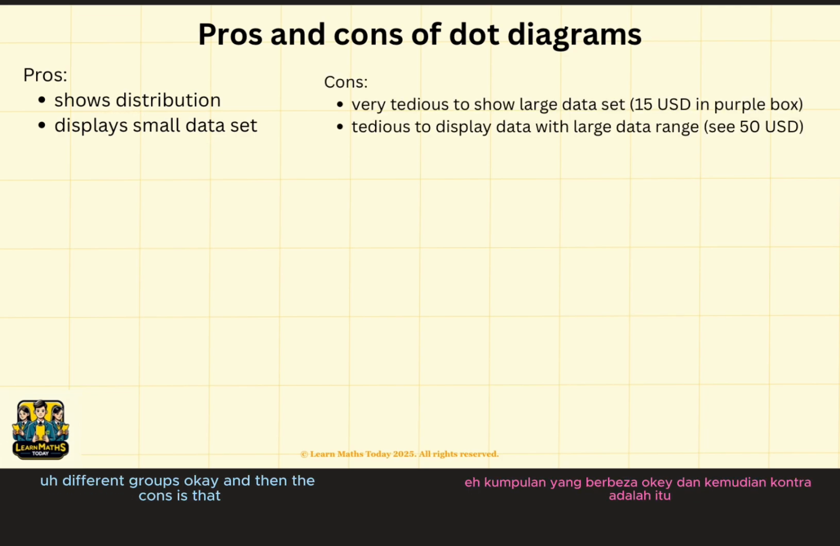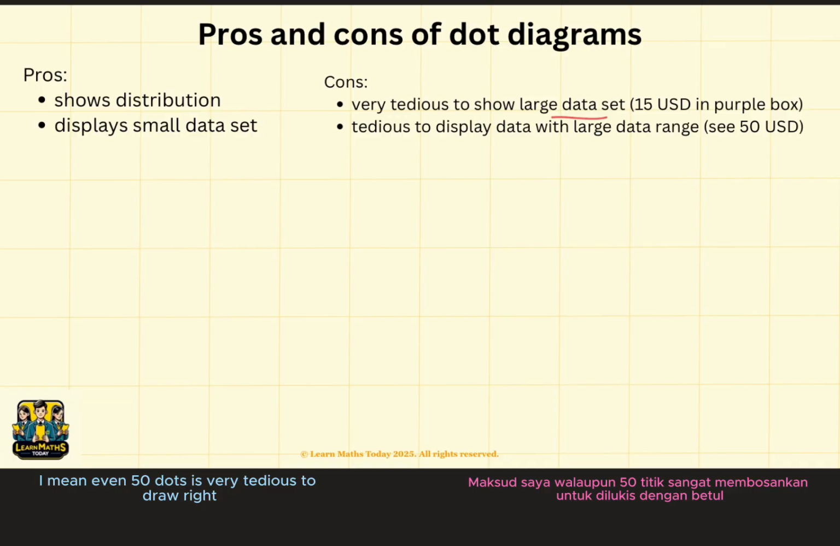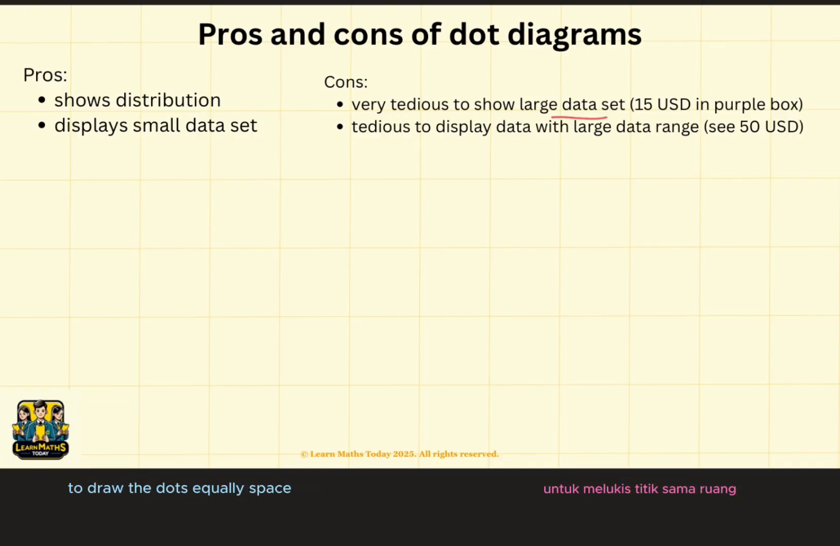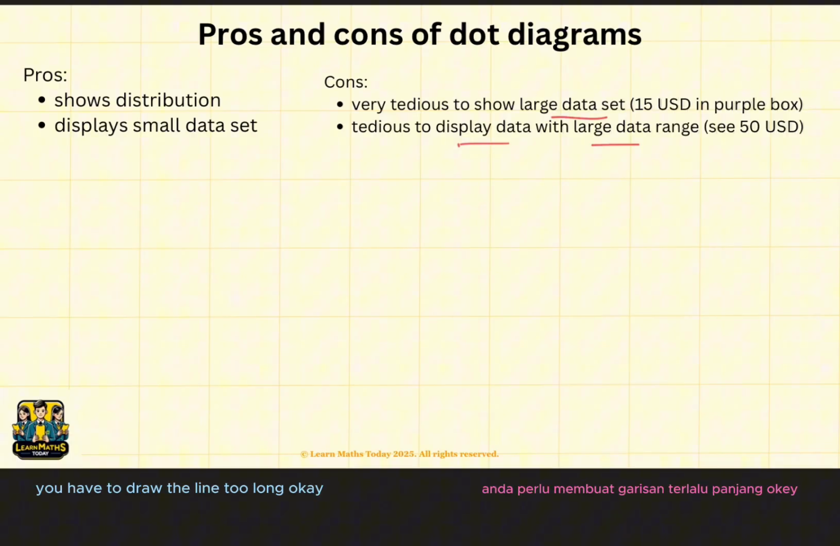The con is that it's very tedious to show a large data set, because if there are so many, how many dots can I put? Even 50 dots is very tedious to draw, to draw the dots equally spaced vertically and horizontally, especially under time constraints during the exam. And it's tedious to display data with a large data range. If the data range is too big, you have to draw the line too long.